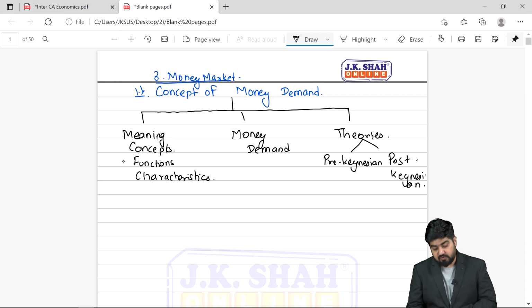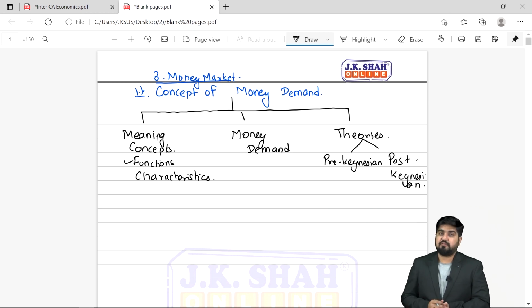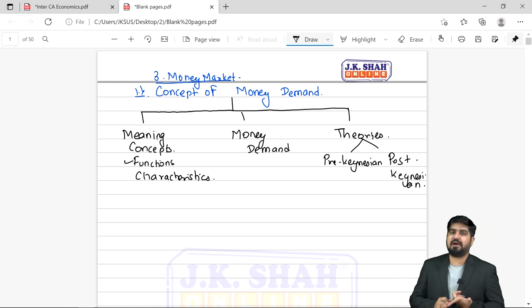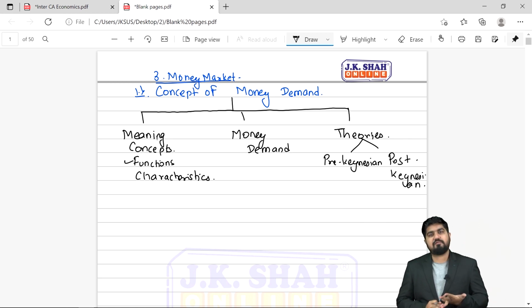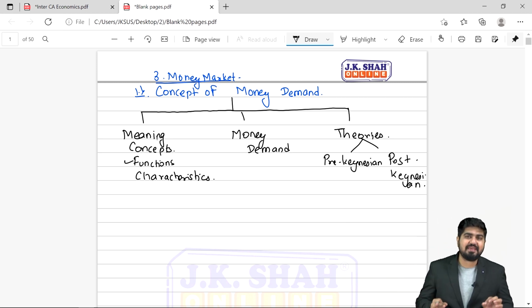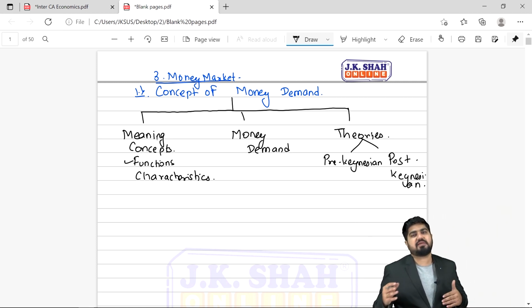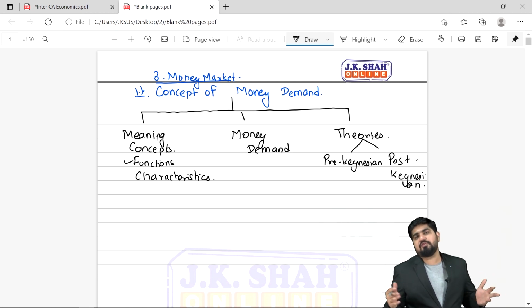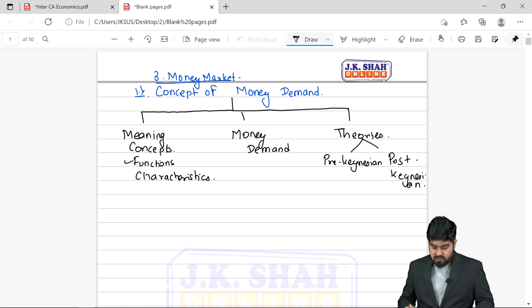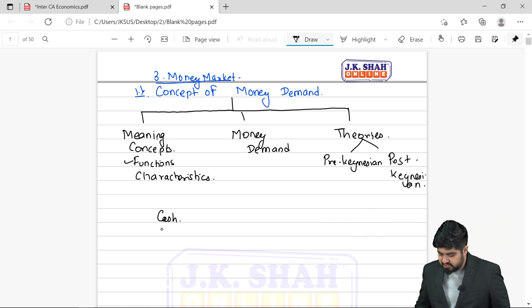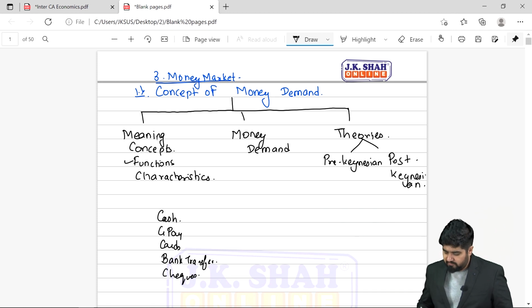Now when I say functions of money, you need to concentrate here. What are the functions of money? Medium of exchange, store of value, unit of account, common measure of value. If all these functions are satisfied by any financial asset, then it will be called money. Now by looking at this terminology, we get supremely excited. We say, oh, we know money. What is money? Yeah, no problem, I can tell you what money is. Money is cash. Money is GPay. Money is cards. Money is bank transfers. Money will be checks. Now, latest in fashion, it is cryptocurrencies and so on.